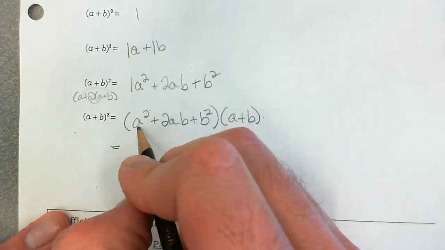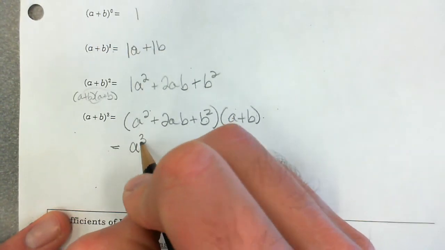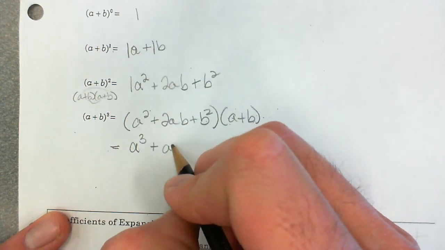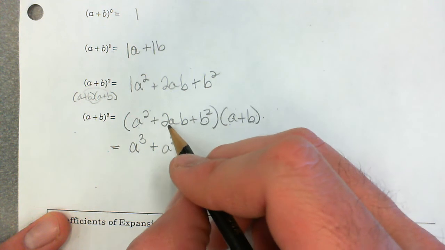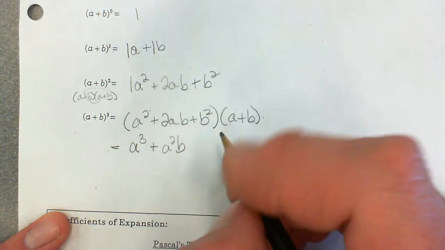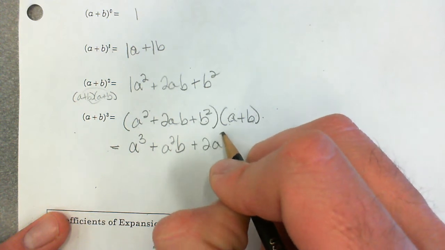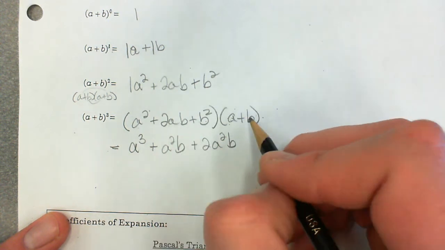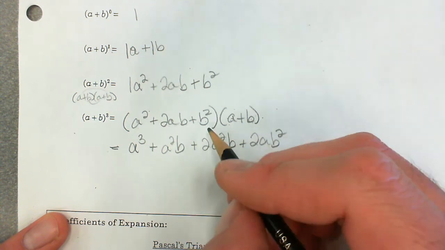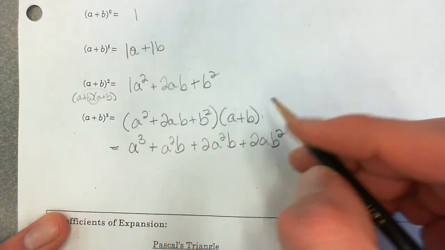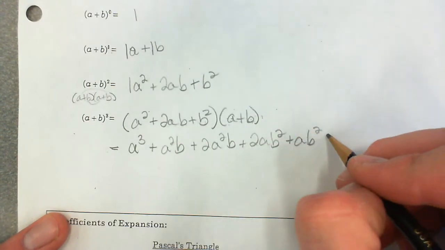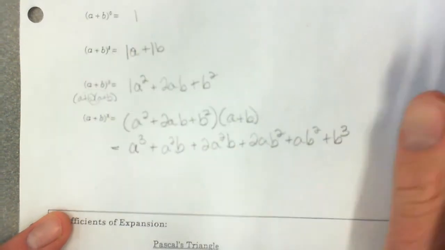So this is going to get you a squared times a is a to the third, a squared times b is a squared b. Then the 2ab gets multiplied by both, so 2ab times a is 2a squared b. Then 2ab times the b is 2ab squared. Now we have to do the b squared times both, so b squared times a is ab squared, and then b squared times b is b to the third.